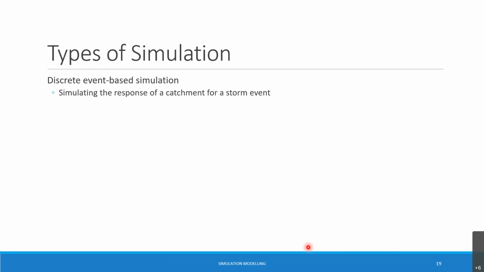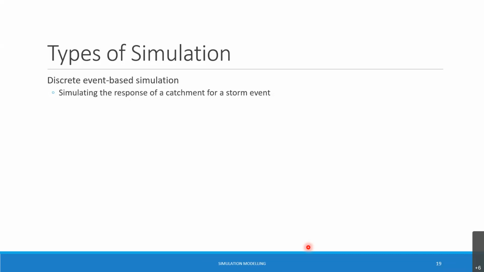And so maybe as an engineer, I would like to know what happens when a storm event happens. So which areas get inundated, or which areas are problematic, or where there could be overflow of the drains. I would like to know how the catchment is going to respond to a storm. So this becomes what you call discrete event based. Here you're trying to simulate a system for a particular single event only, for a single storm.